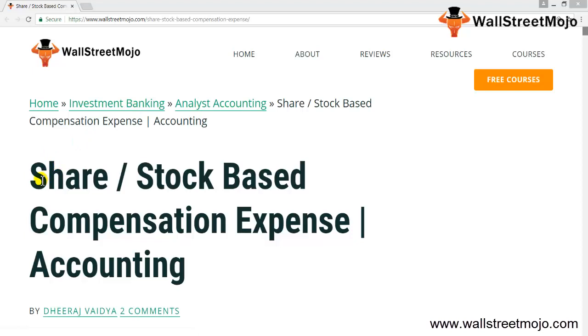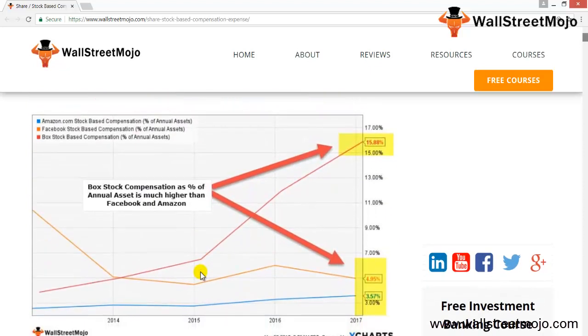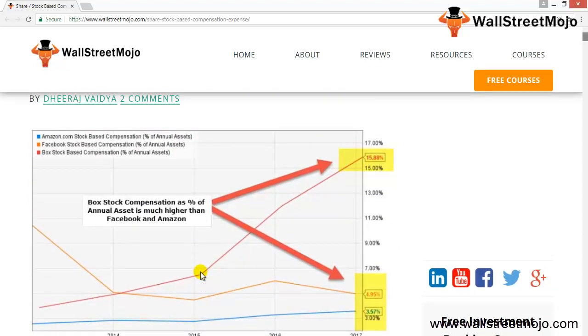Friends, today we are going to discuss a tutorial on shares or stock-based compensation expense and the accounting of the same. So let's first begin and see a graph over here of Amazon's, Facebook and Box Inc.'s stock-based compensation. Now, as you can see, it is written over here, the Box stock compensation as a percentage of the annual asset is much higher than the Facebook and Amazon.